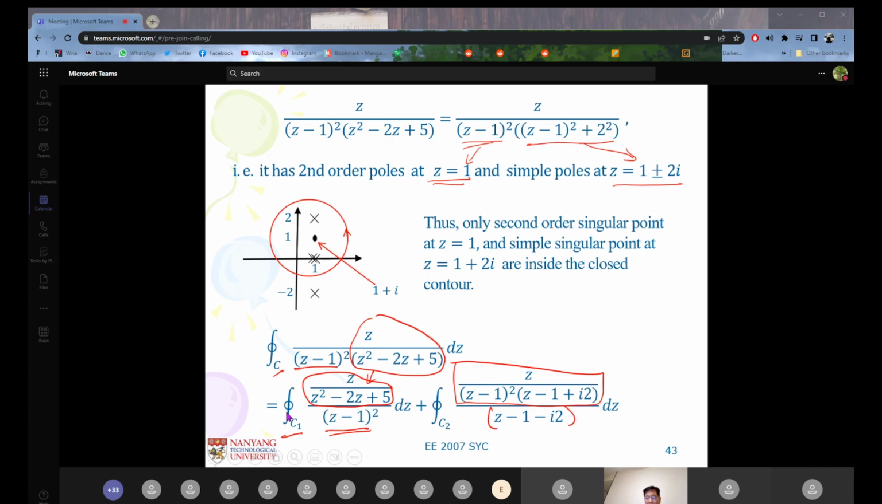But when you apply CIF to this, be careful here. This one is a repeated singular point, so you have to differentiate the numerator once and then evaluate it at that singular point. Whereas over here, you don't have to. It's a simple singular point. So you simply evaluate the value of this function in the numerator at the singular point, at the singular point of 1 plus i2.